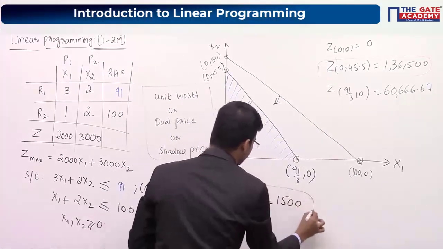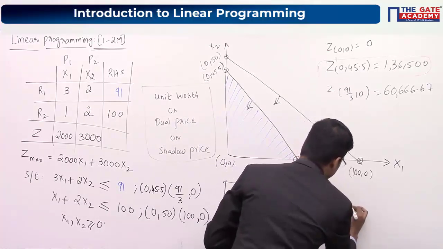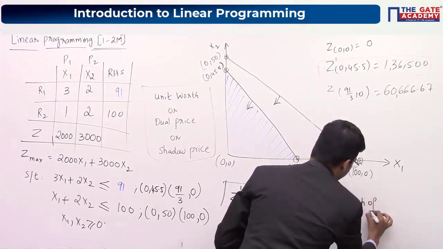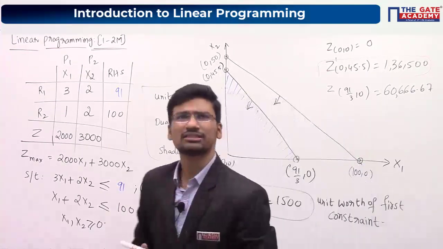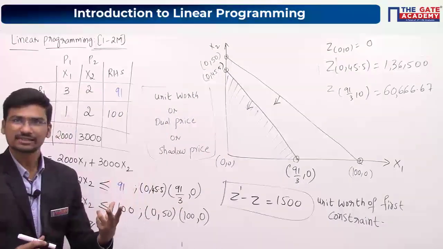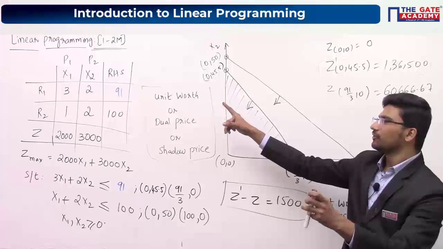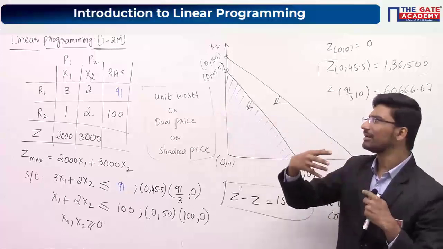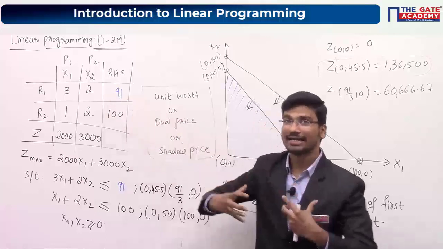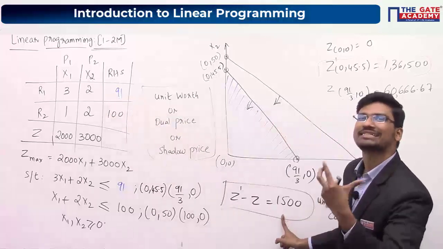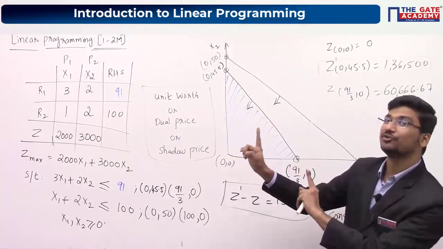Now this is your unit worth of the first. So what is the meaning of this? The meaning is, as a manufacturer, if I am increasing my resource R1 by 1 kg, I can earn 1500 rupees extra profit. Same thing happens when you decrease the resource.